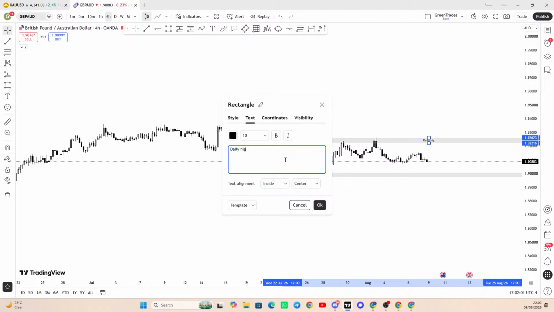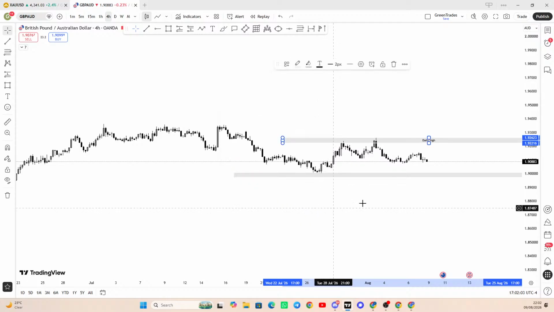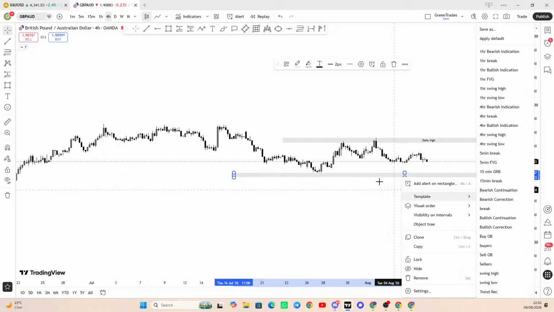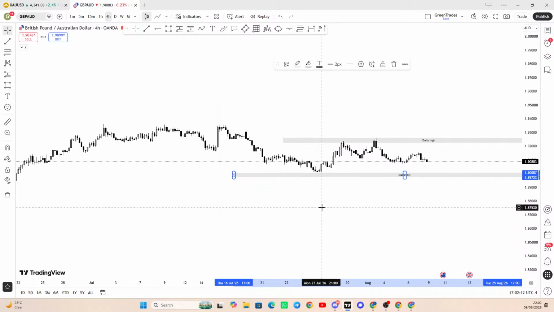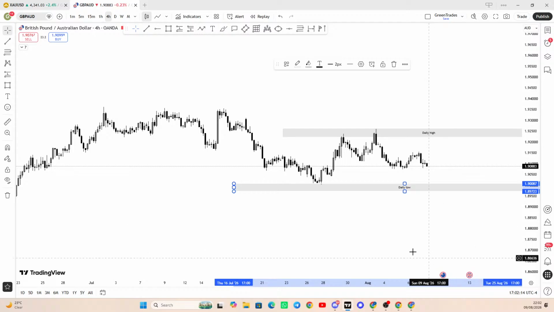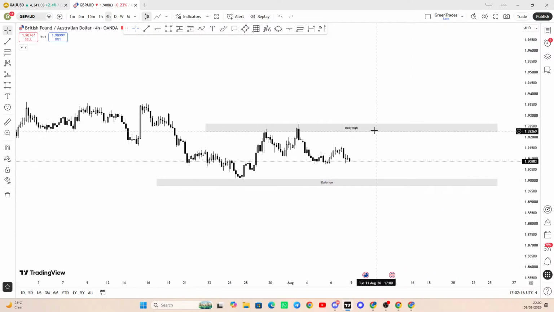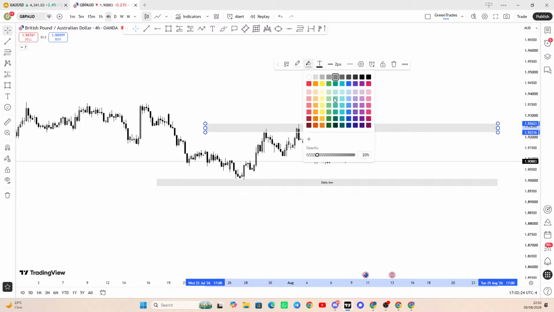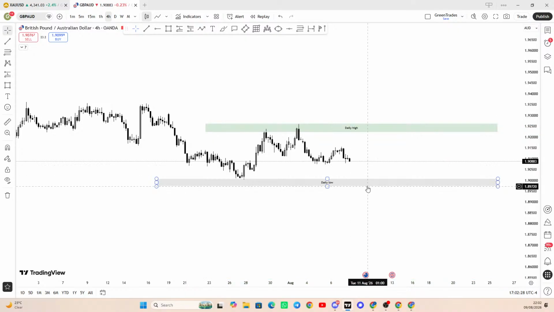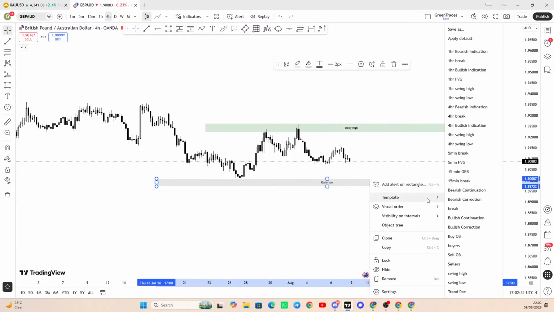Sorry about that. Let's make this one daily low, and I'll explain to you why I sometimes do that. So that when the market is going down, I know that, okay, that is entering my daily high or is entering my daily low. Let's just change the color for that one. Let's make this one green, and let's make this one red.